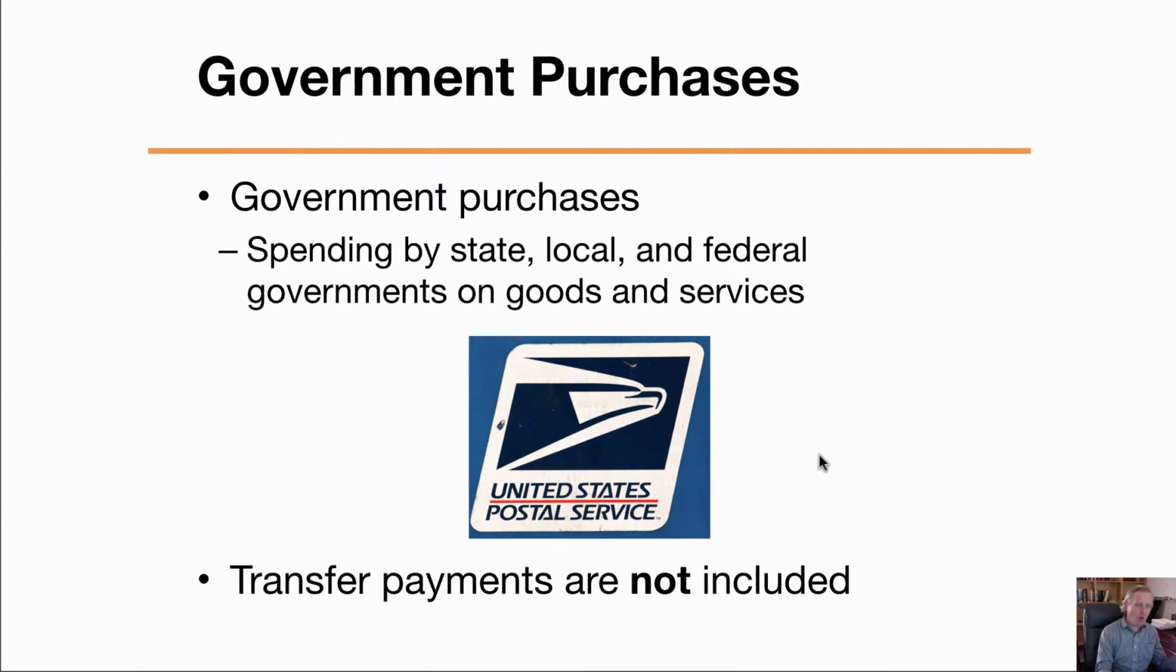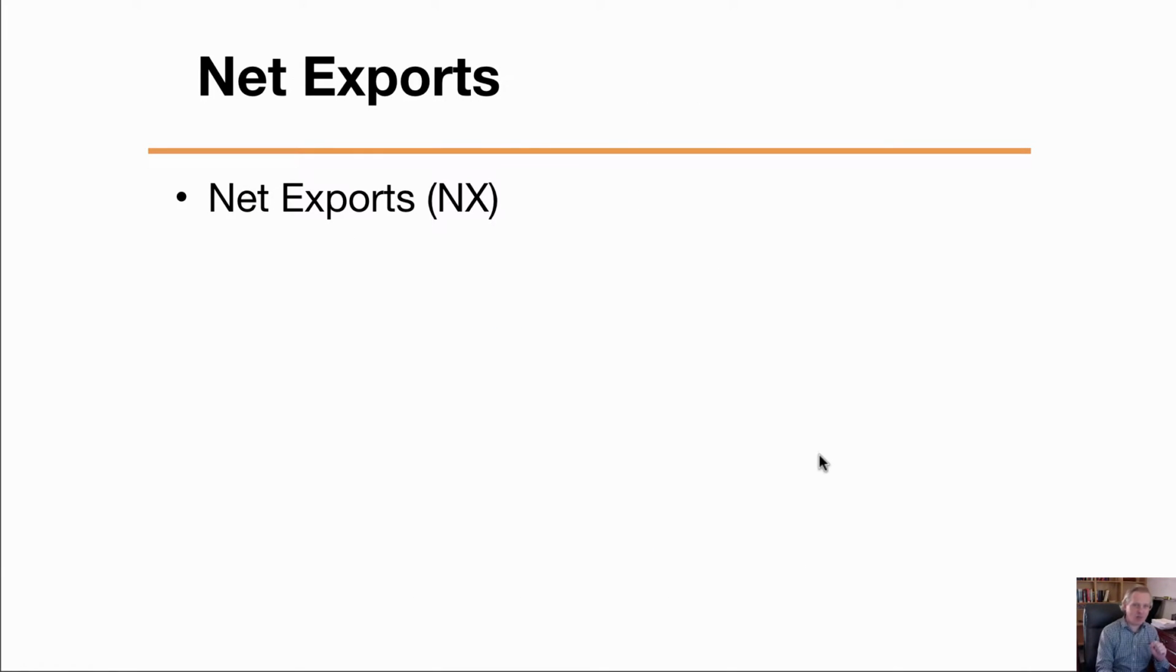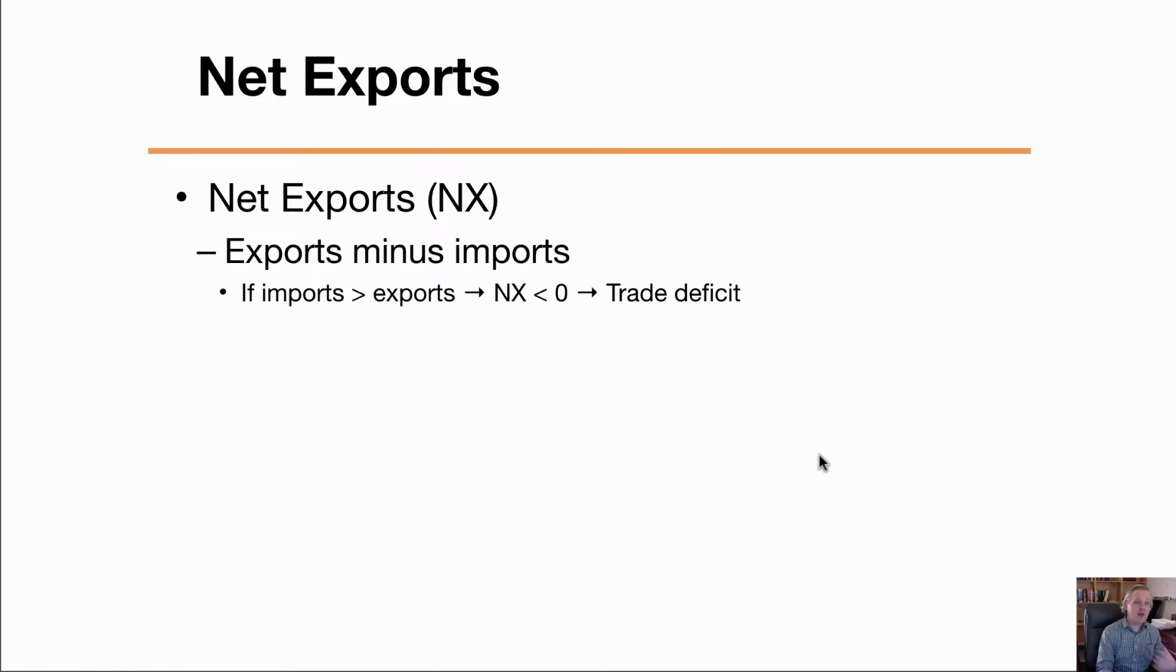So lastly, in our Y equals C plus I plus G plus NX, NX is net exports. So this is exports, the value of goods leaving the country, minus imports, goods coming into the country. If imports are greater than exports, then that term is negative, and we call that a trade deficit. It's not the greatest term in the world, because it indicates somehow that one side is losing, whereas anytime there's voluntary exchange in trade, both sides are gaining from it.